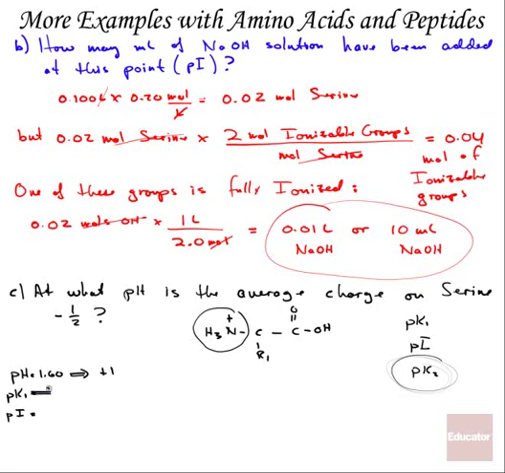Actually, it doesn't matter. I'll just go ahead and do that here. That's going to be -1/2 plus 1 equals +1/2. And then at the pI, we have, of course, -1 plus 1. We have a charge of 0.